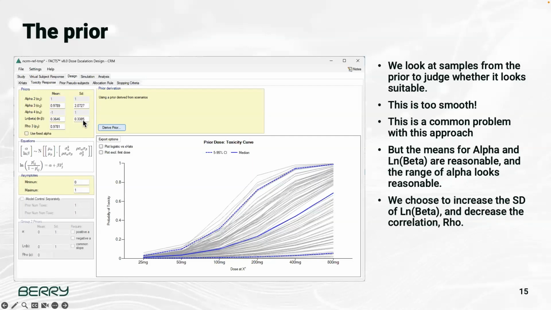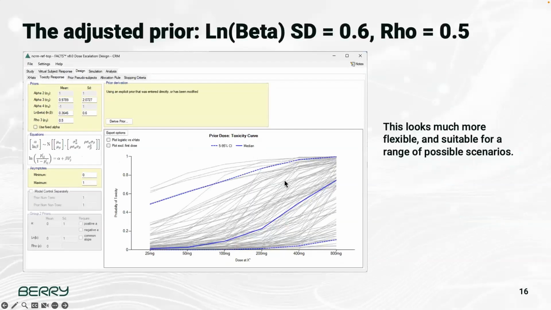And typically, what I do is for beta is to double the standard deviation, and for rho, here I'm just going to reduce it to a half rather than have it at nearly 1. And the results, so I just slightly less than doubled the standard deviation of the slope, and you can see we now have a lot more variety in the sampling from the prior.